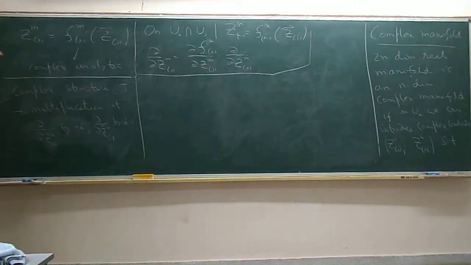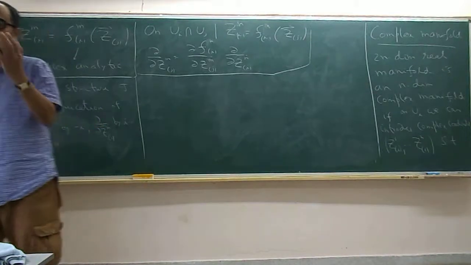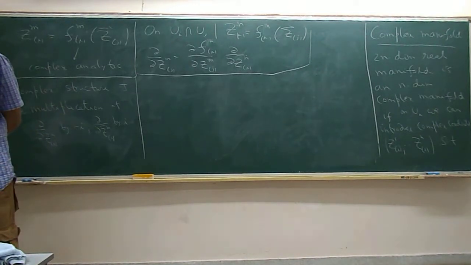So how do we recognize that it's a complex structure? Suppose I give you some arbitrary linear operator on the tangent space. Is it guaranteed that it can be thought of as a complex structure? Namely, is there some choice of coordinate system such that J will appear as multiplication by i on the tangent vectors?